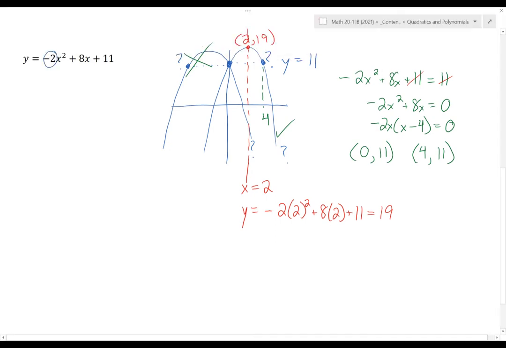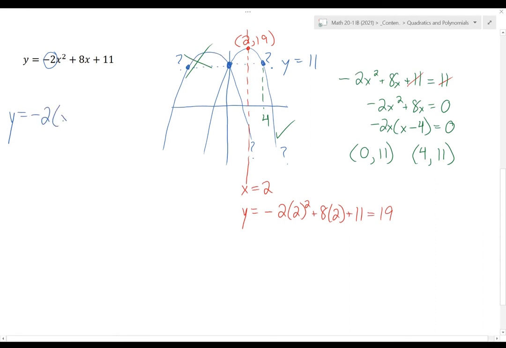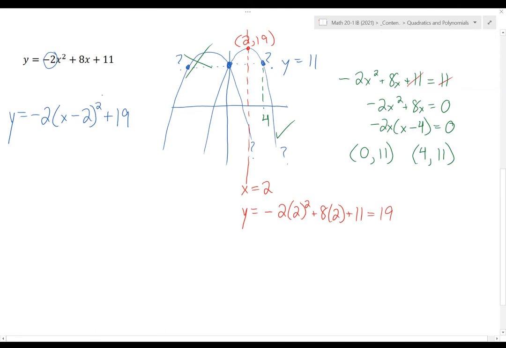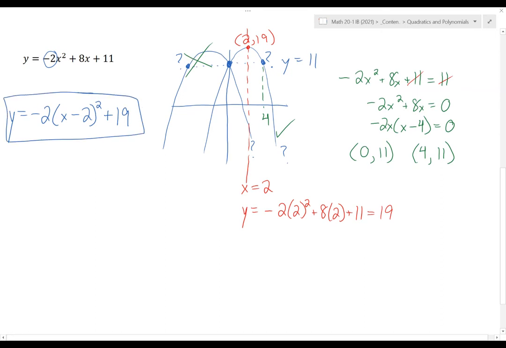The a value is -2, so y equals -2 times (x minus 2) squared for the vertex, and then plus 19. That is the equation in vertex form. I'm going to do one more like that, and then I'm going to show you completing the square.